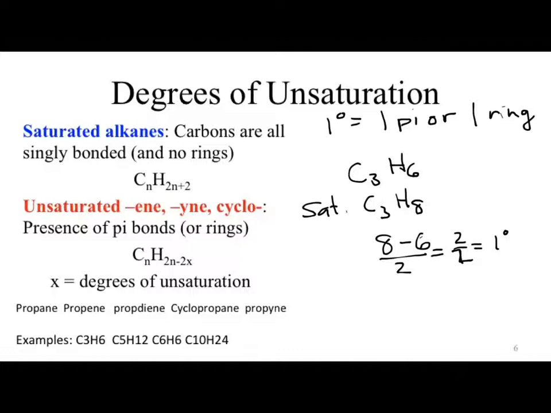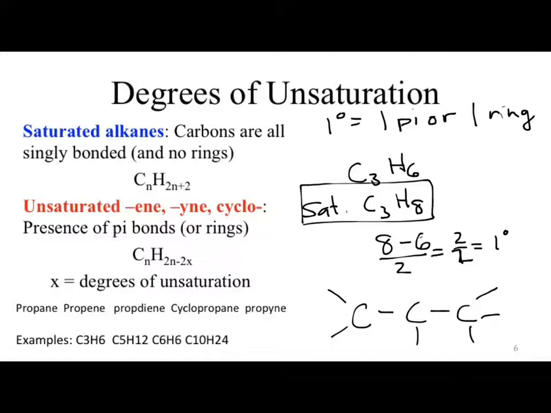So let's see if that's actually true. Let's build a structure that matches this formula. So we'd have to get 3 carbons in there. Oh, we were supposed to be C3H6. Sorry. Saturated, that was our saturated. Our formula was this. We were trying to figure out how many degrees of unsaturation it had, right? So we've accounted for now our 6 hydrogens.